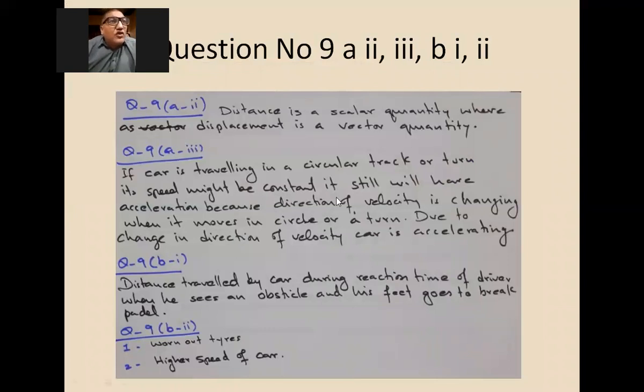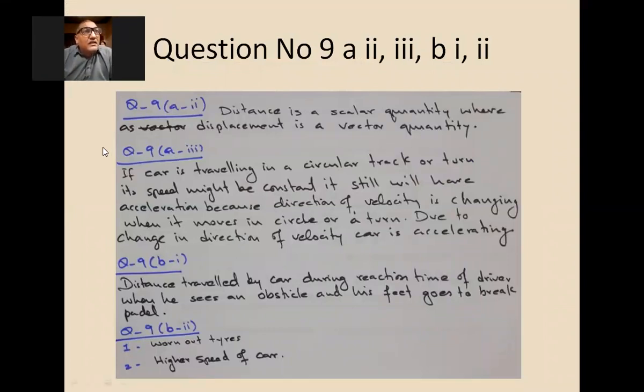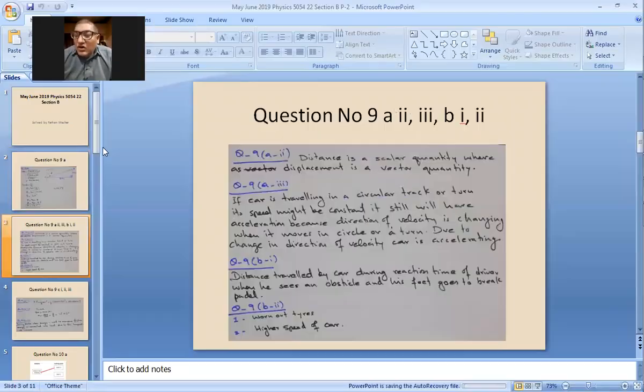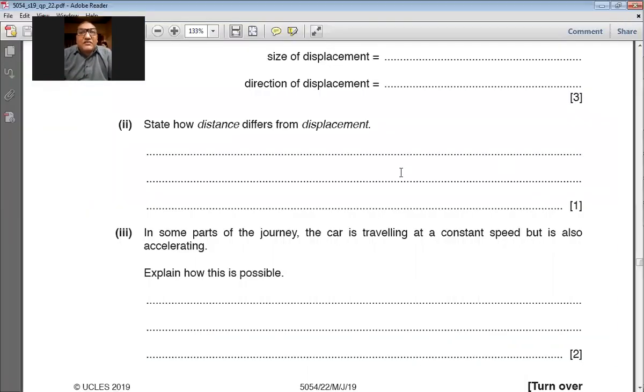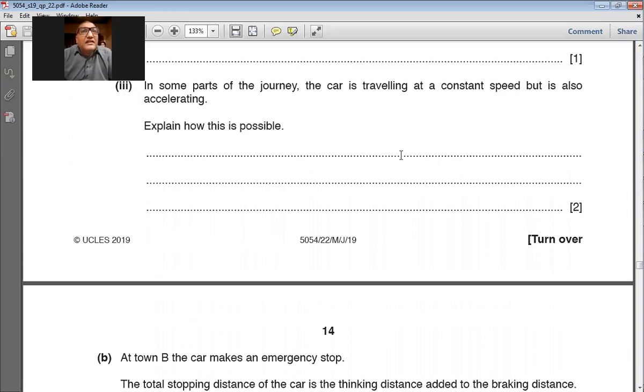Here we have question number 9. Distance is a scalar quantity, whereas displacement is a vector quantity. Hopefully you have understood this. Let's move to the next part. We will check the marking scheme later.